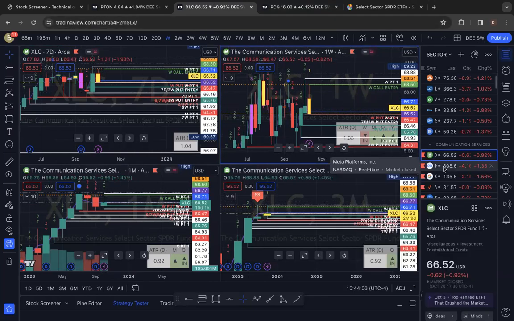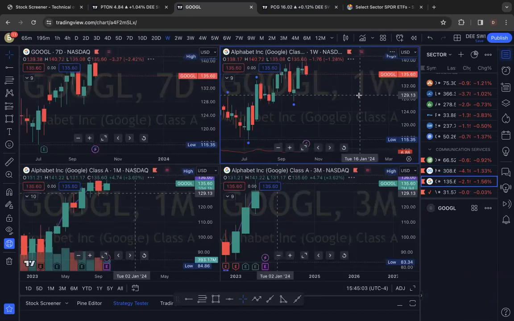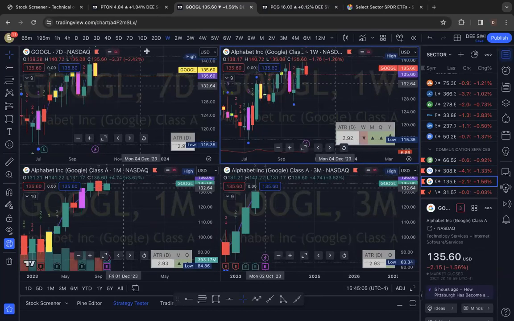Okay, perfect. So now I want to look at Google. I want us to chart Google together, and then we will chart Meta together. And we can see what we see.